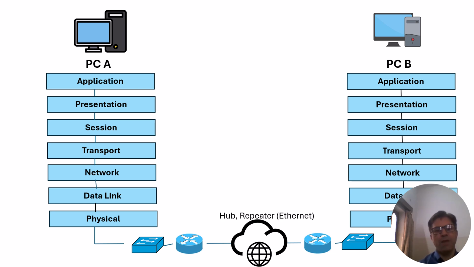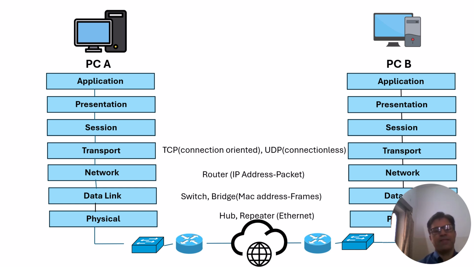Physical layer. Here hubs and repeaters are there. Physical connection is there. Then comes the local area. The switch and bridges are there. Frames are there. MAC address. Then IP address, IP version 6 and 4. Routers are connected. This is TCP, connection oriented, and UDP, connectionless. TCP is reliable and UDP is not reliable. But in automation, UDP is used.